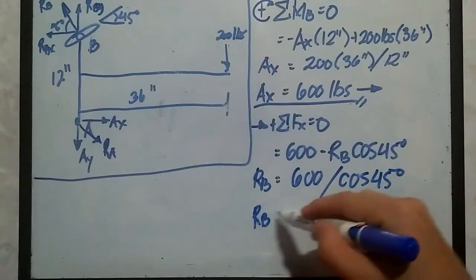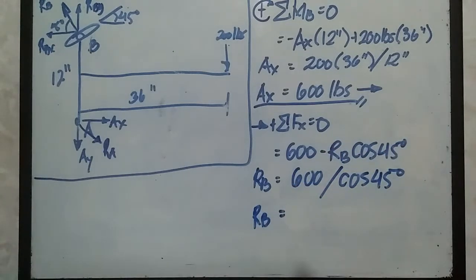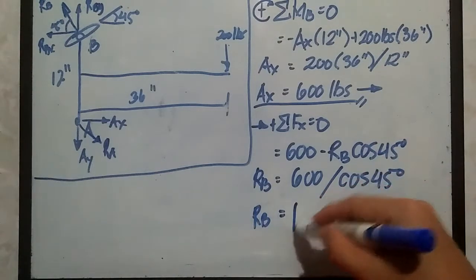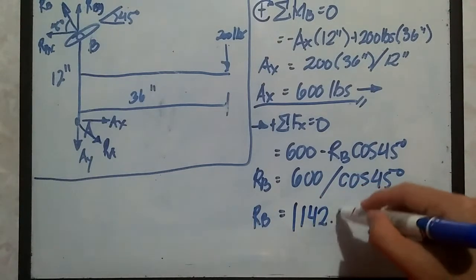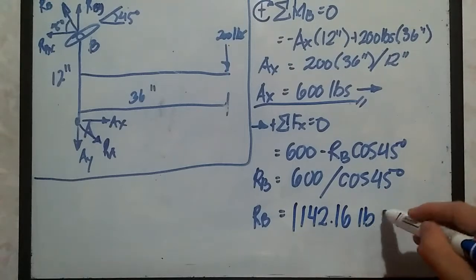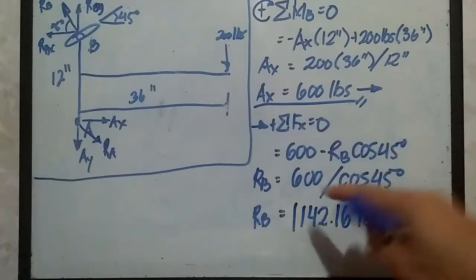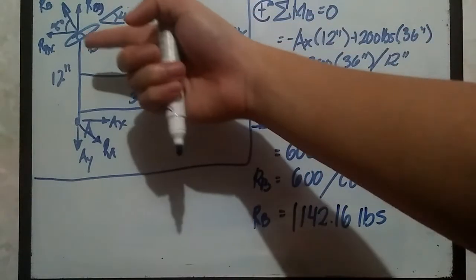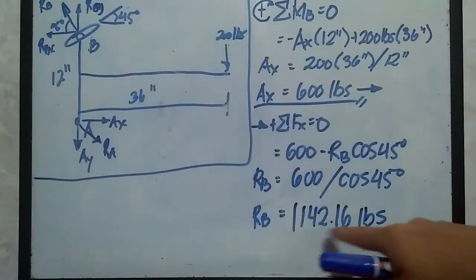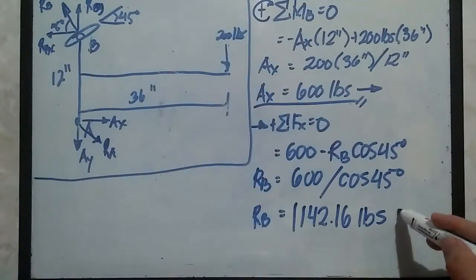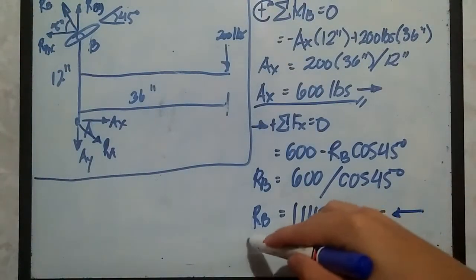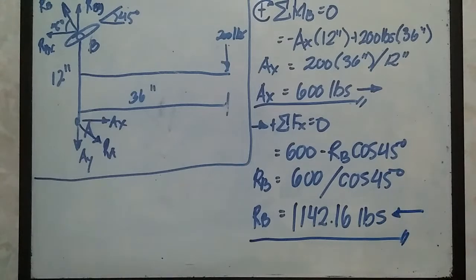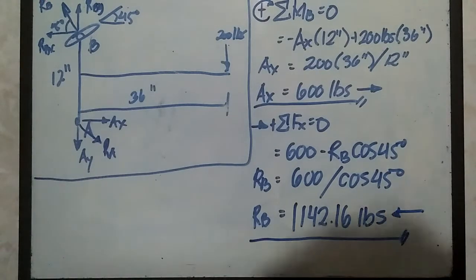So R sub B is equal to, the answer for that one is 1142.16 pounds. Which means that R sub B x is going to the left. Since we have a positive answer, then our initial assumption is correct. So we managed to solve for the reaction at pin B.